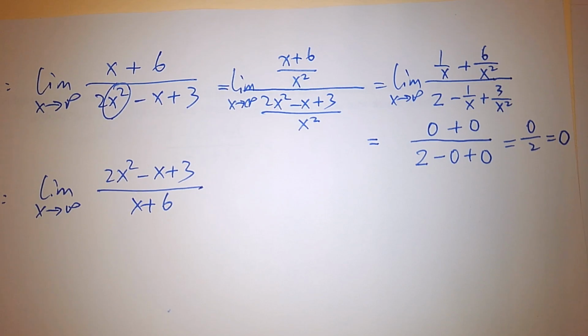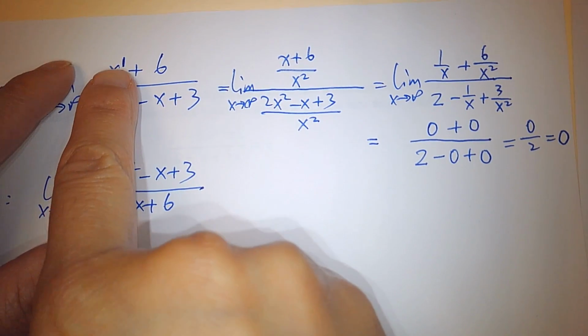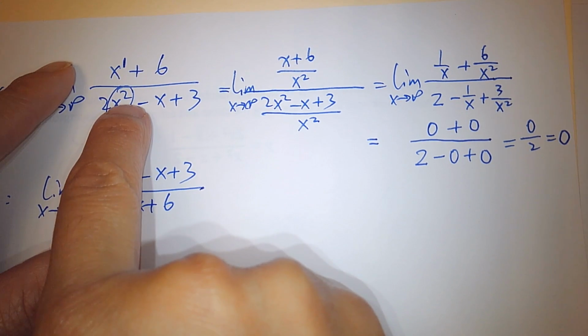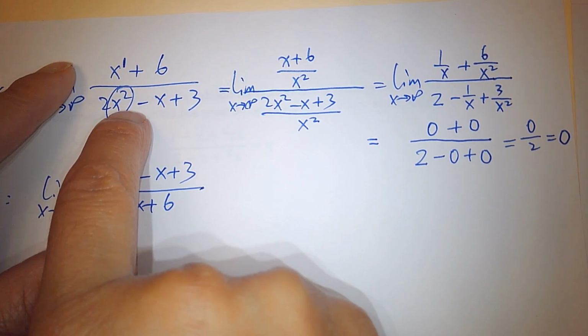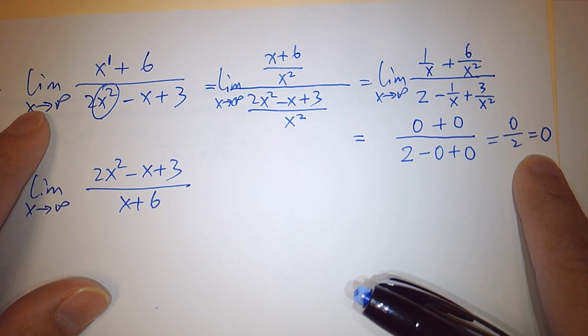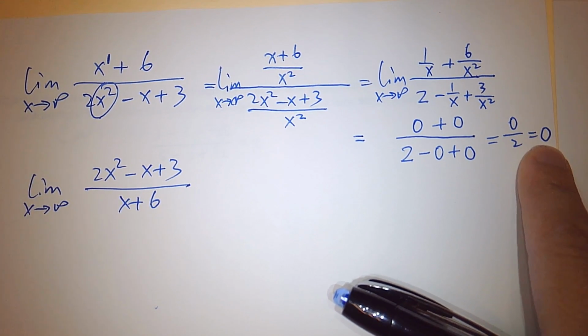Well, you guys, let's check. The highest power from the numerator is 1. The highest power from the denominator is what? 2. 1 is less than 2, right? So eventually the limit gives us what? 0. So we say y equals 0 is going to be the horizontal asymptote for us.